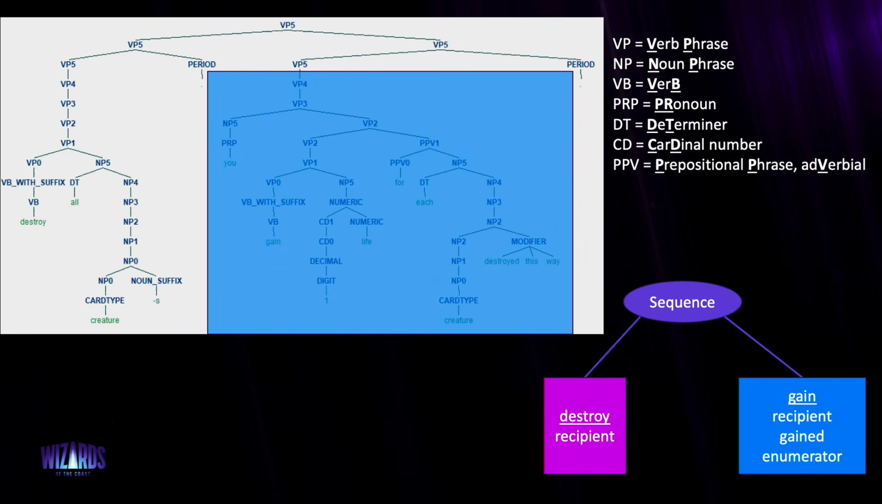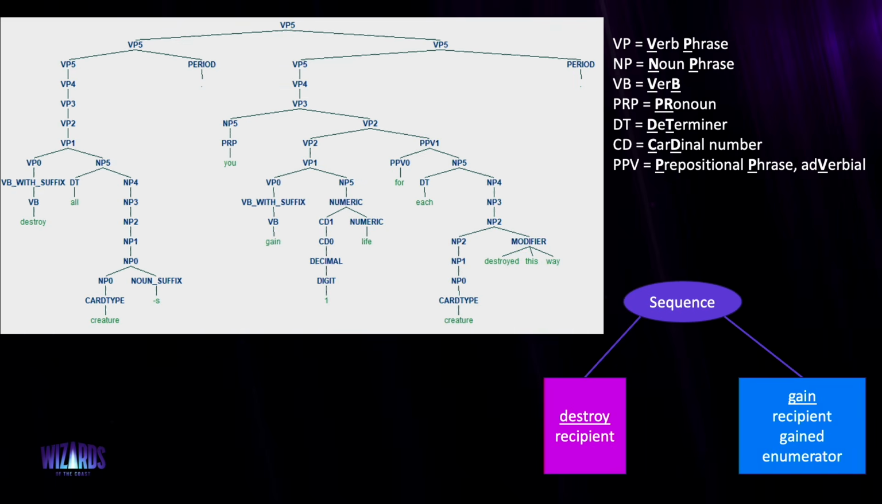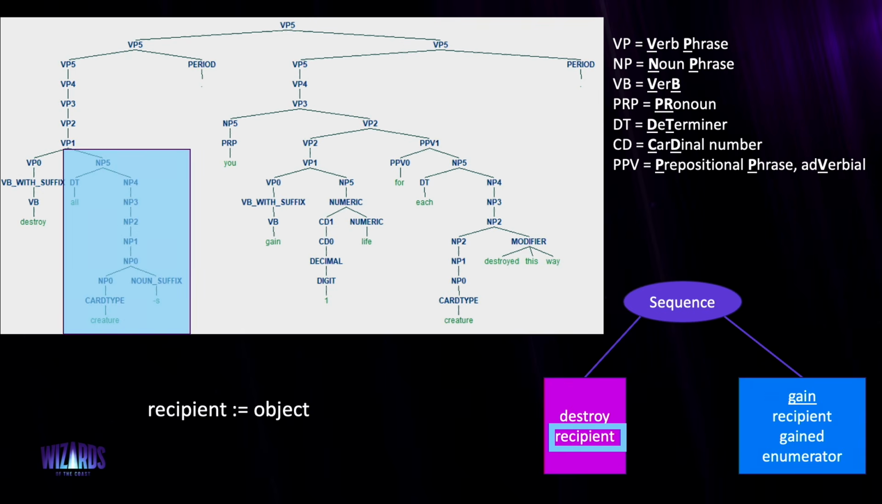Similarly with gain, the verb gain has the head gain, and that gets propagated all the way up. But we still need to know what logic expressions we're sticking in for the nouns. And so the way that we do that is the noun phrases also have logic expressions that they're labeled with, that the parser builds as it goes.